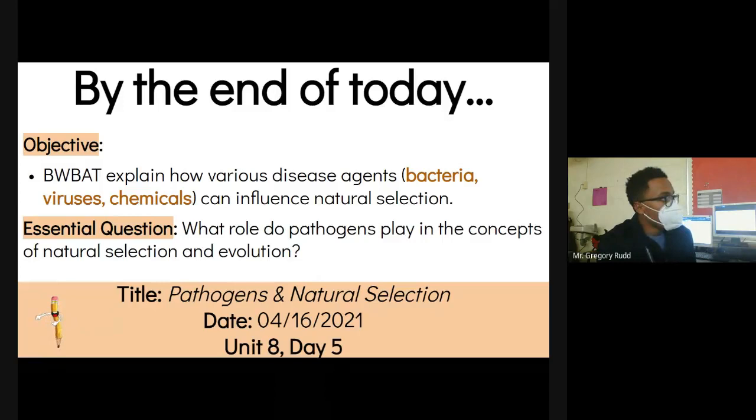Today, we'll talk about pathogens and natural selection. It's the fifth day of our eighth unit. Your objective today is to be able to explain how various disease agents, such as bacteria, viruses, and other chemicals, can influence natural selection. The question today: what role do pathogens play in the concepts of natural selection and evolution?